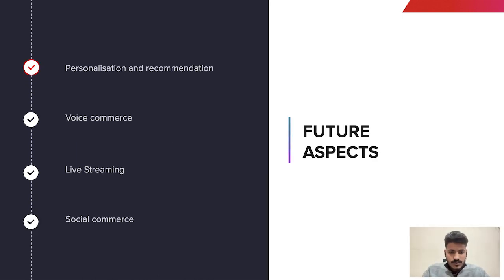So let's talk about the future aspects of this application. We will be using machine learning or AI to personalize the shopping experience for each customer by recommending products based on their browsing and purchasing history. Then we will also integrate voice control devices such as Amazon Echo or Google Home to enable customers to make purchases using voice commands. And we will also use a live streaming feature, which is a new way of showcasing the product and giving a real-time demonstration to the customers.